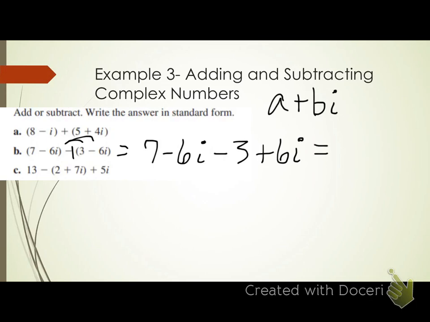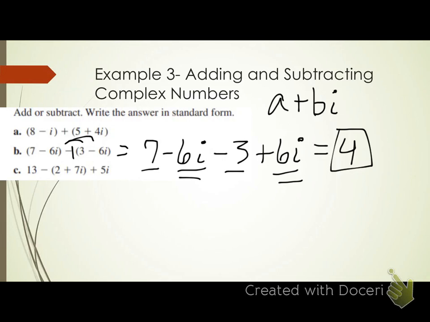So since the real part always comes first in standard form, let's combine our real parts first. So it's automatically in standard form when we get it. So what are my real parts here? 7 and negative 3. What's 7 minus 3? 4. Everyone okay with that? What are my imaginary parts? Negative 6i and positive 6i. What do I get when I combine those? 0i. So if it's 0i, do I need to write it? So my answer is just 4. Does that make sense? We okay with that? Combining like terms, right? That's all it is.